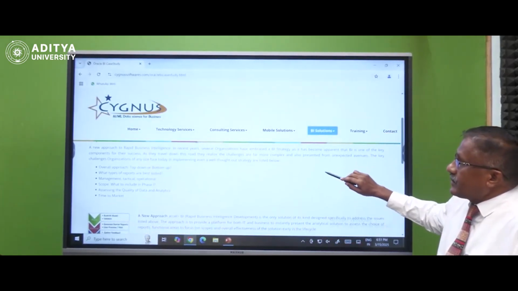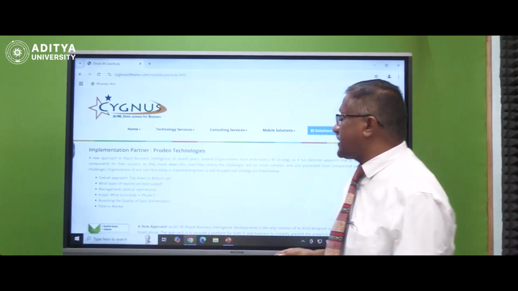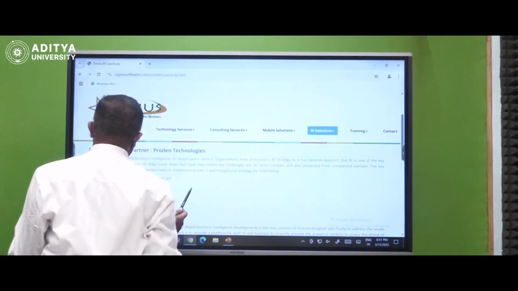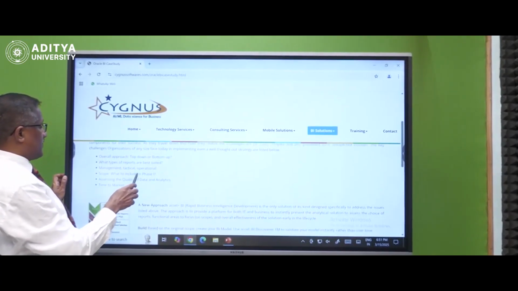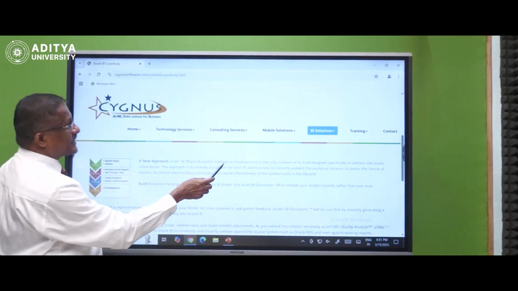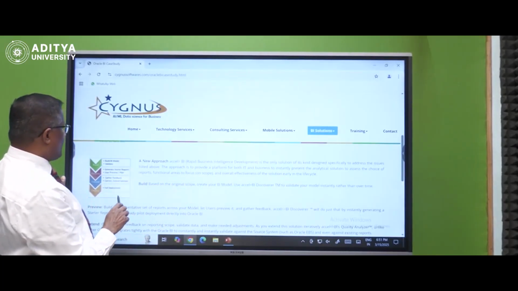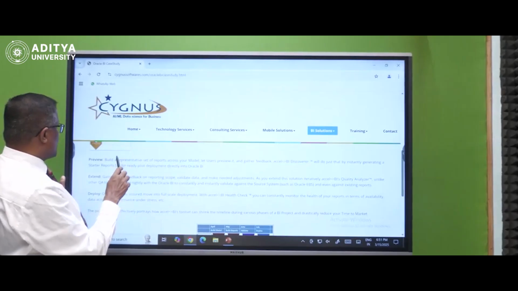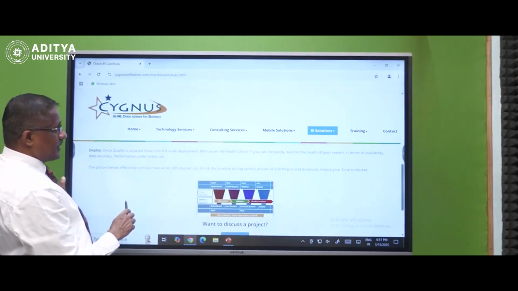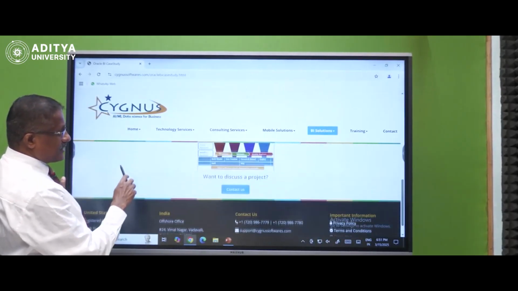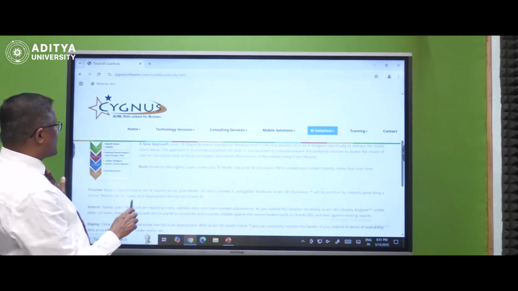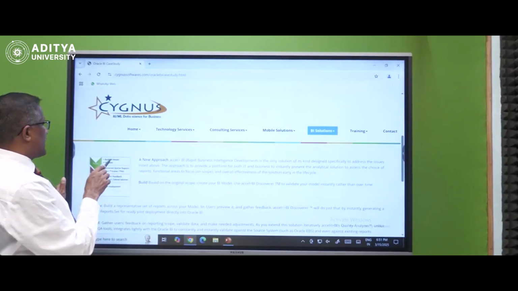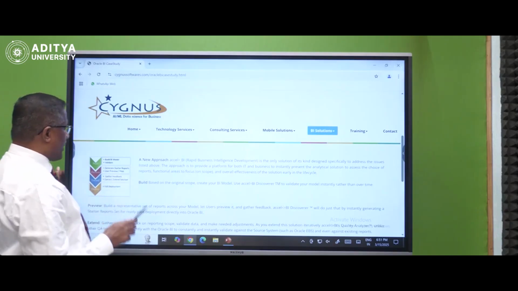Another one, the company name is Proden Technologies. It is a rapid business intelligence company. They have one approach, here is the overall approach. Rapid business intelligence development with the help of business intelligence tools, they are getting the complete analytical view. To discuss the project, here you can easily understand how the reports can be generated with the help of a business model: build the BI model, validate, preview, extend, deploy.